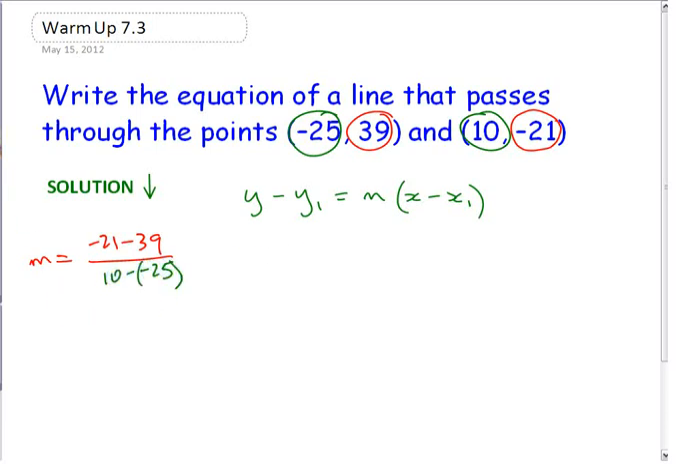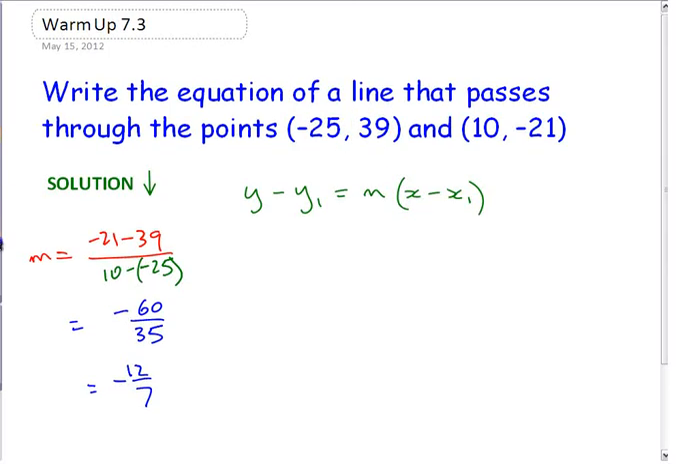If you work that out, you get negative, what do you get there? Negative 60 over 35. Or in other words, negative 12 over 7. Okay, so that's the slope if you're doing that. Negative 12/7 is the slope.